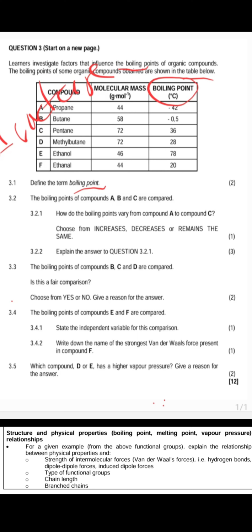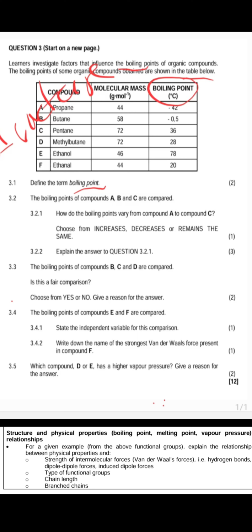So make sure you understand what a boiling point is, which is, of course, the temperature at which the vapor pressure of a substance equals the atmospheric pressure. It sounds scary, but just cramming is part of learning, Mfanabo. It's a definition. It will always be asked, and it will always be that definition. It won't change. The temperature at which the vapor pressure of a substance equals atmospheric pressure. That is what we say.